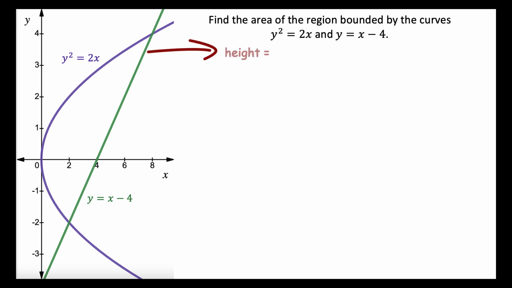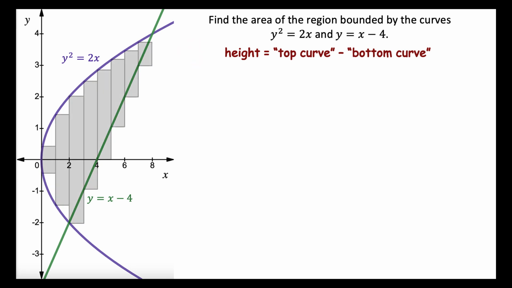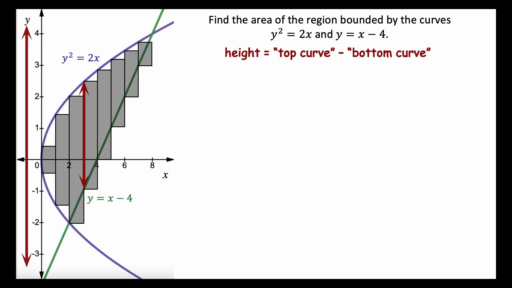Recall that the height of each approximating rectangle is the difference between two different curves, the top curve minus the bottom curve. Let's use left endpoints and assume that we should orient the approximating rectangles vertically so that the height is parallel to the y-axis and the width is parallel to the x-axis. Since we used left endpoints, we'll look at the left edge of each rectangle to determine its height.